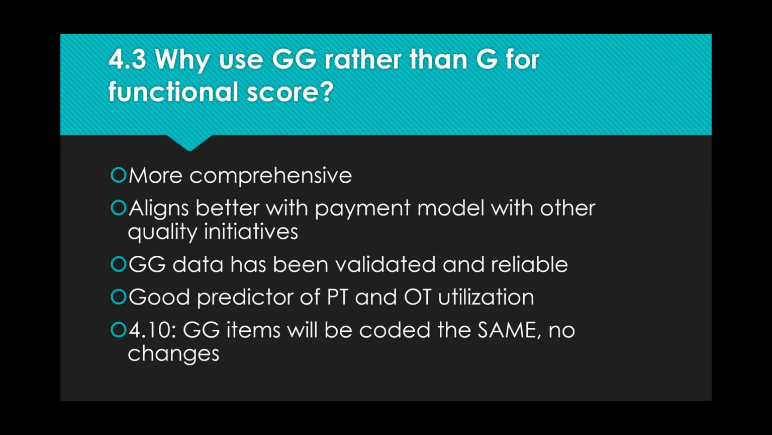And so why are we using GG rather than G for functional scoring under PDPM? It's more comprehensive. It aligns better with the payment model and other quality initiatives. GG data has been validated and reliable since you have been doing it for a while now. It's a good predictor of both PT and OT utilization, and GG items will be coded the same, so there are no changes in GG.